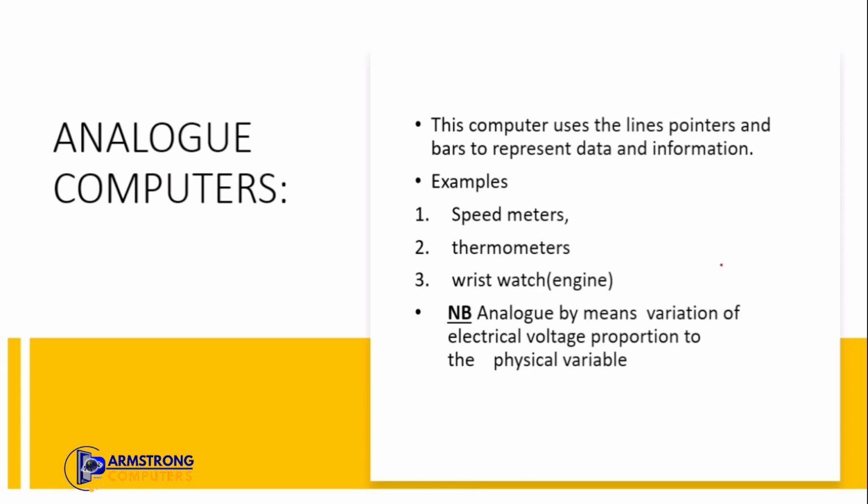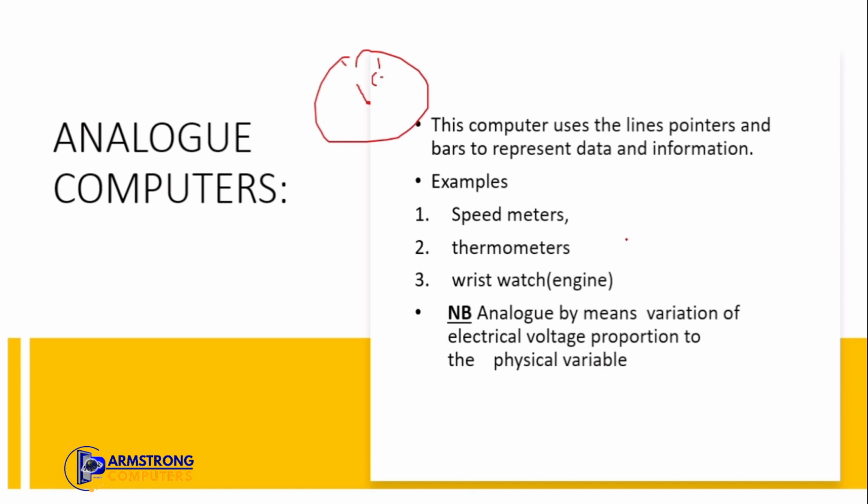Way back, before we thank God for digital speedometers, when you are driving your vehicle, you see that the digits will be moving. But way back, when you were driving your vehicle, there was a bar here, and the bar would move, and when it moved, it showed you were moving at, say, 60 kilometers per hour. So that becomes an analog computer.